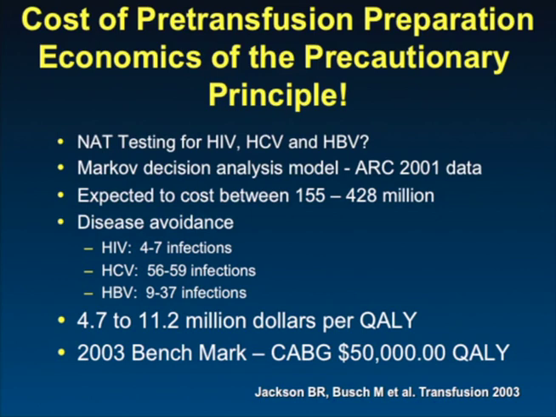And this was Jackson's data and Mike Busch looking in 2003 at the NAT testing for HIV, hepatitis C, and hepatitis B. And again, you could see that the disease avoidance, albeit for the individual, may be significant, but when we're talking in terms of risk to populations, there's a reduction of 4 to 7 infections with HIV, close to 60 in hepatitis C, and somewhere around 30 infections of hepatitis B, at a cost of anywhere from $4.7 to $11.2 million per quality adjusted life year. And again, at the time of publication, coronary artery bypass graft was the benchmark at $50,000 per quality adjusted life year.